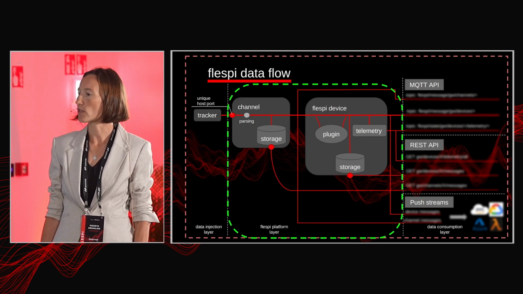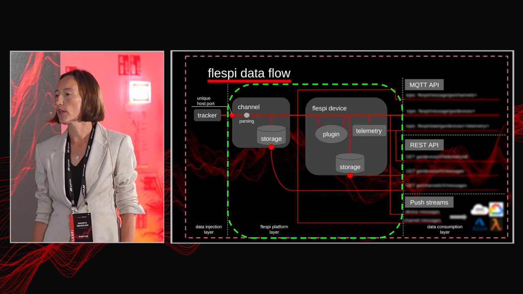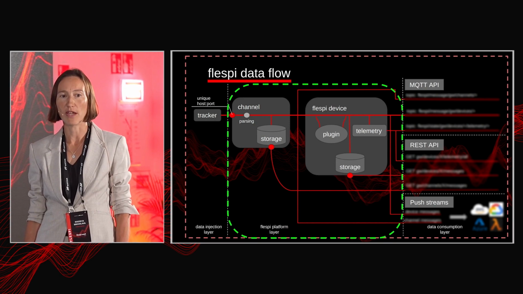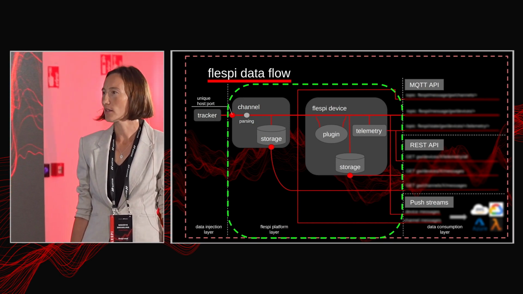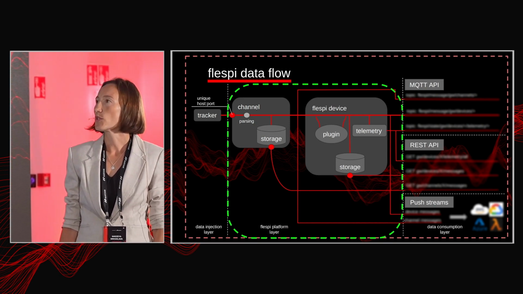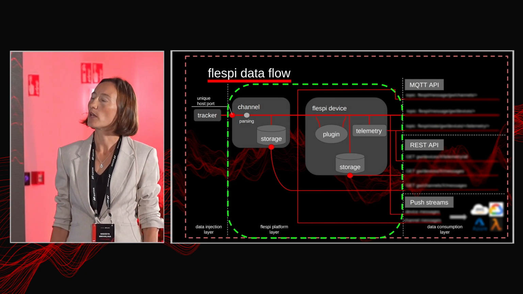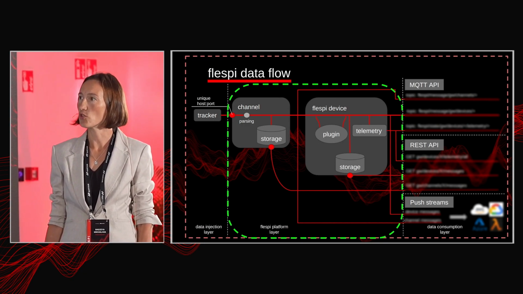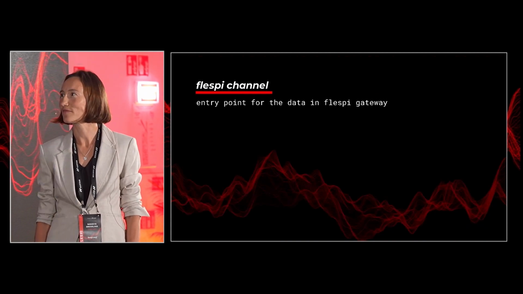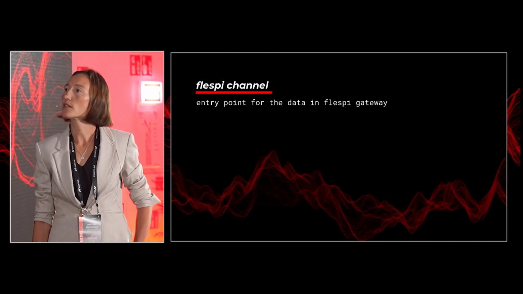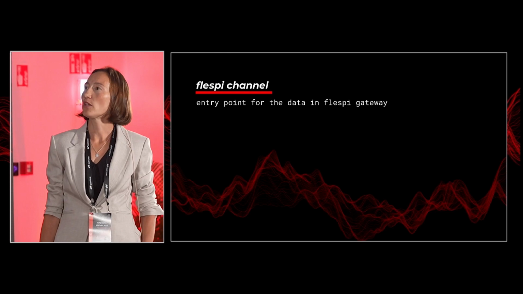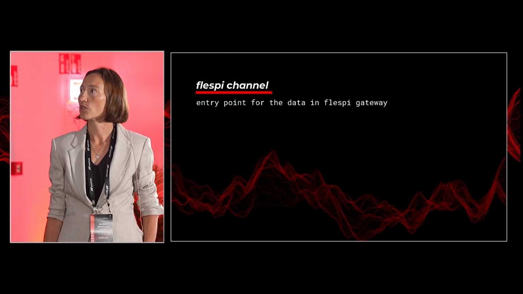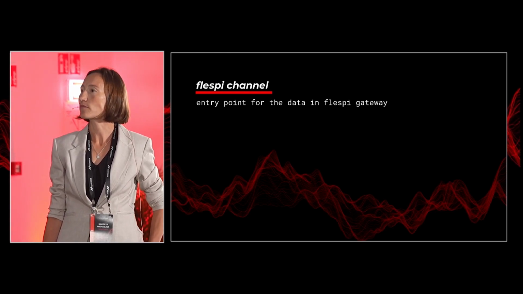So the scope of the current session is the entities that operate on the flespi platform layer: channels, devices, and plugins. These entities are responsible for populating the gateway with telematics messages received from the tracker and making them available to your applications. So the first entity is the flespi channel, and the flespi channel is an entry point for the data in flespi gateway.